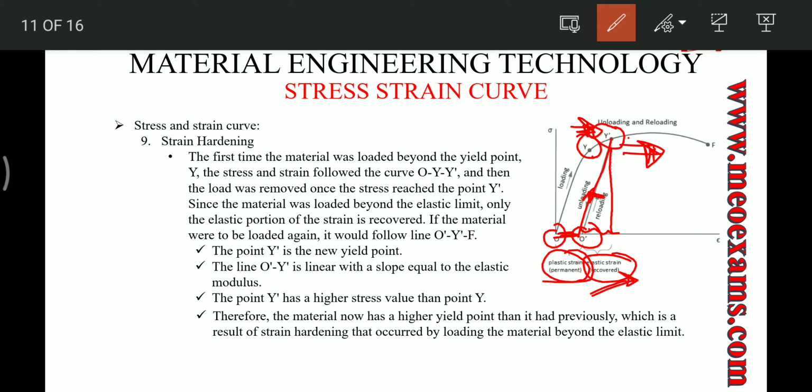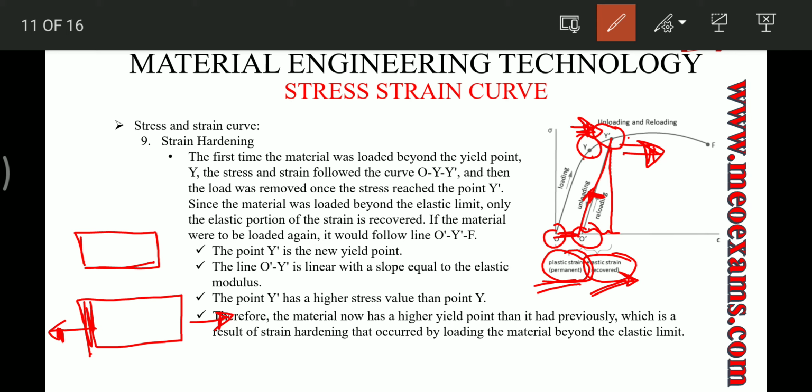Hope you have understood, friends. So if this is the workpiece and we apply load beyond the yield point, and then we unload, the workpiece now has a plastic strain in it. If we apply load on this workpiece again, it will have a yield point which will be greater than this y, which is y dash. So this will have strain as y dash, stress as y dash, yield stress as y dash, and this will have yield stress as y. Hope you have understood, friends.